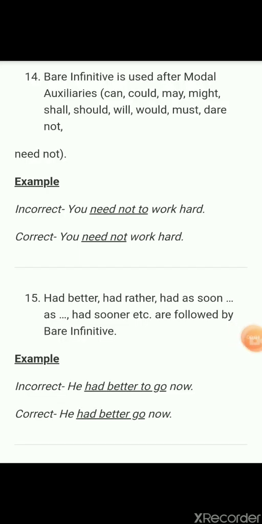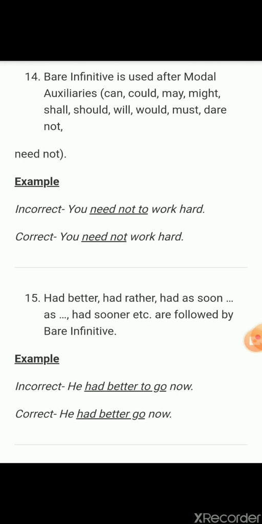Moving ahead with rule number 14, bare infinitives. See, bare infinitives and infinitives. When you need to use to, that is the infinitive. When you are not supposed to use to, that is known as the bare infinitive. So don't get confused with this term. The bare infinitive is used after modal auxiliaries, which you all know. Look at the words in the bracket: can, could, may, might, shall, should, will, would, must, dare, need not. Such modal auxiliaries come with the bare infinitive only.